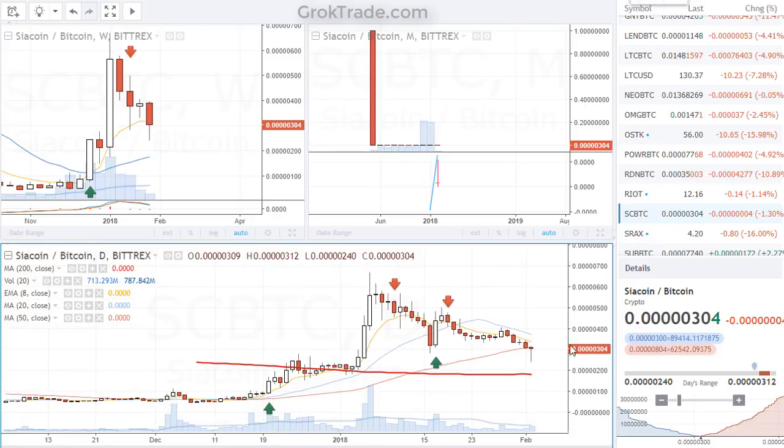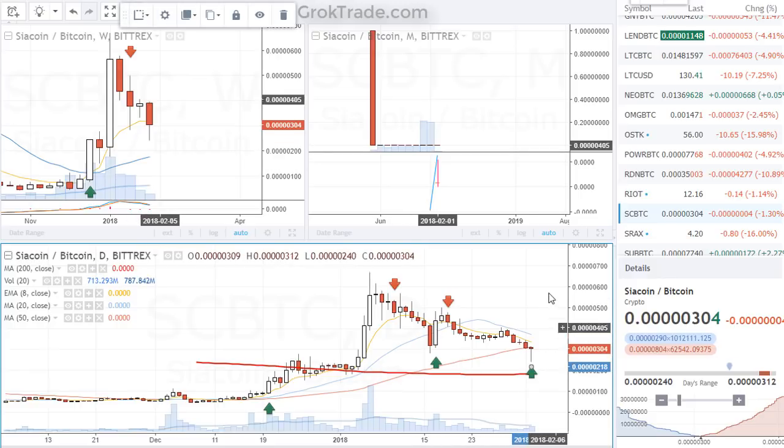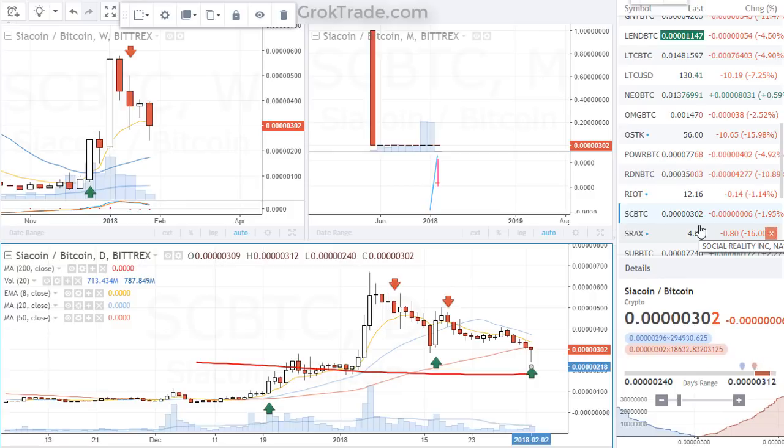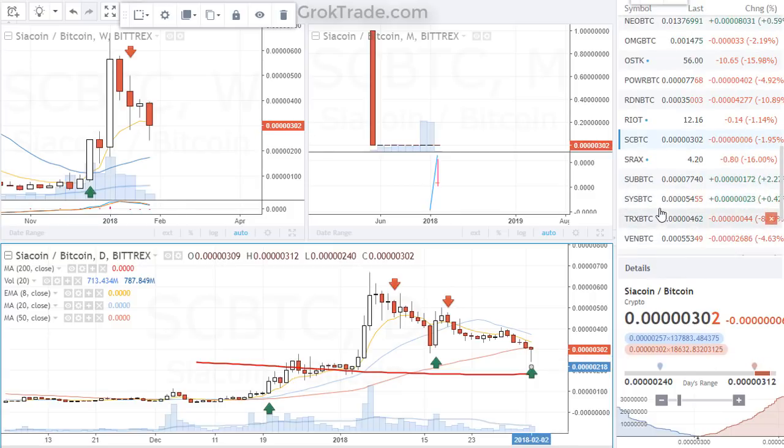SCBDC, let's take a look at this. We're up, we're pulling back. We just got these huge flags, guys, with a hammer. I'm looking at a buy on that. SCB, Sitecoin, Bitcoin, buy opportunity there.